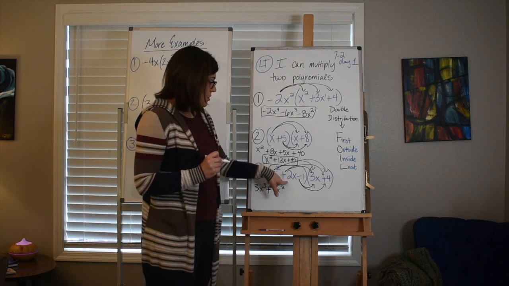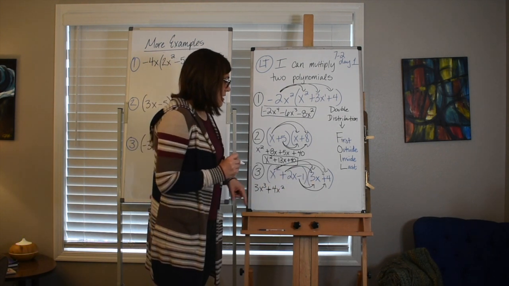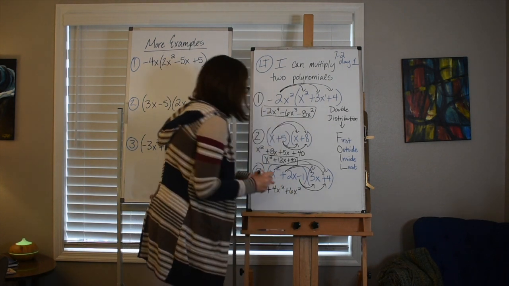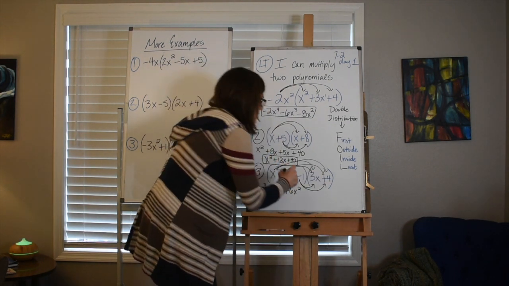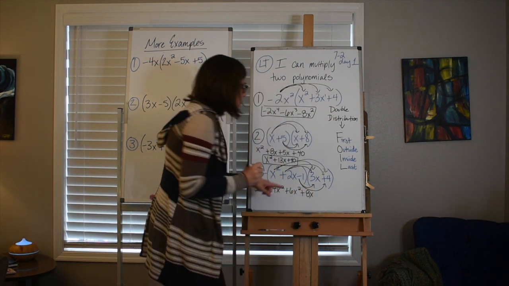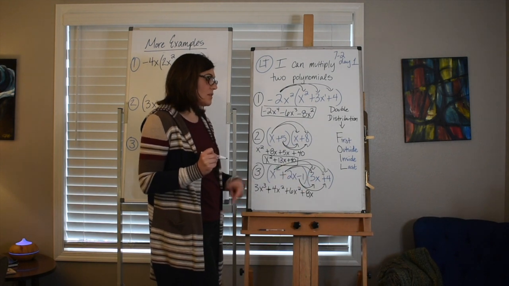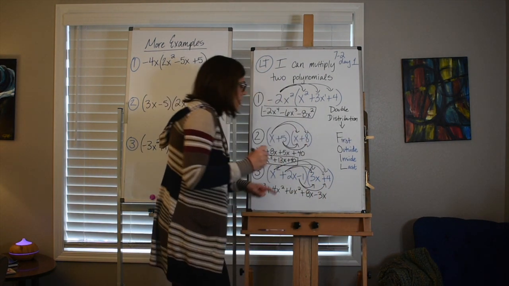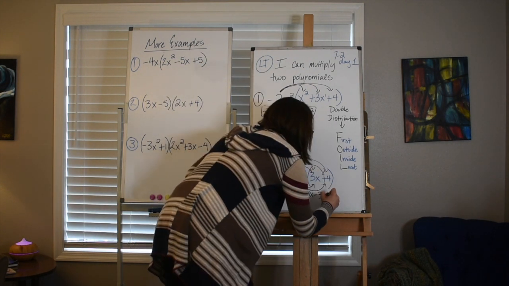Next, 2x. 2x times 3x is 6x squared. And 2x times 4 is 8x. Now we're going to move to the -1. -1 times 3x is -3x. -1 times 4 is -4.